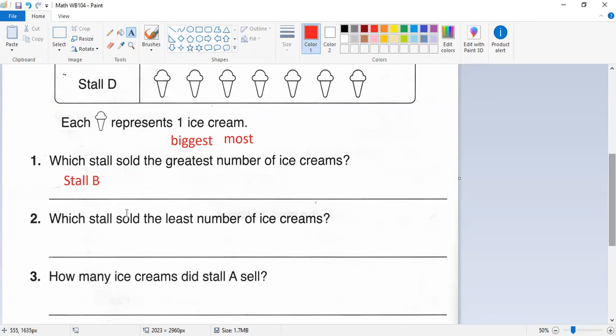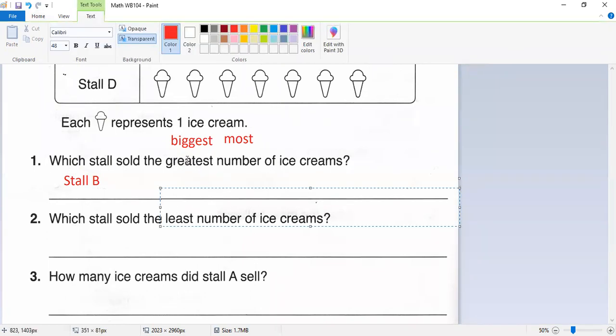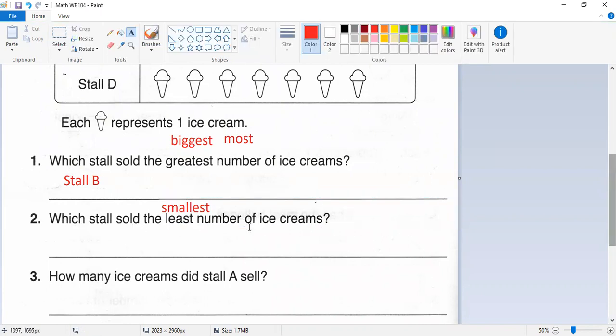Which stall sold the least number of ice cream? What's another word for least? If greatest is the biggest, least is the smallest. The smallest number. Which store sold the least number? Which is the smallest number?